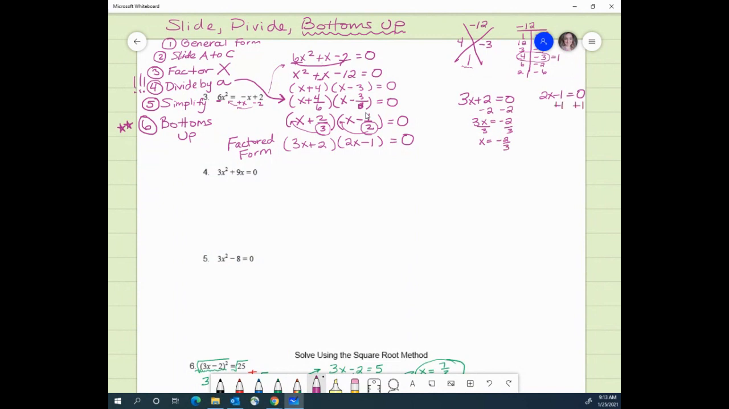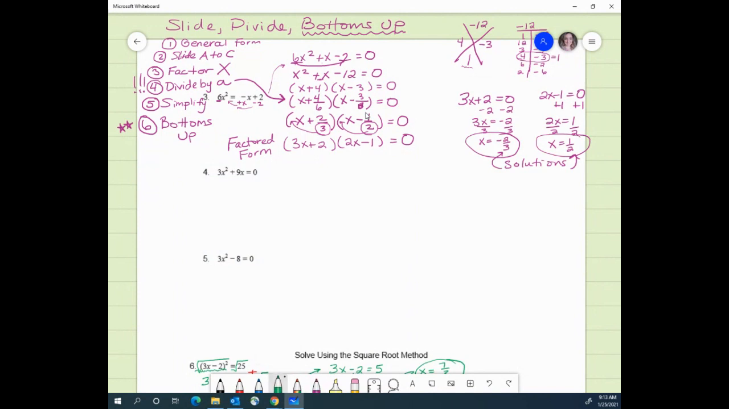Over here, add 1. 2x equals 1, and divide by 2. X equals 1/2. So my solutions are right there. Now, let me show you why bottoms up is sometimes optional.